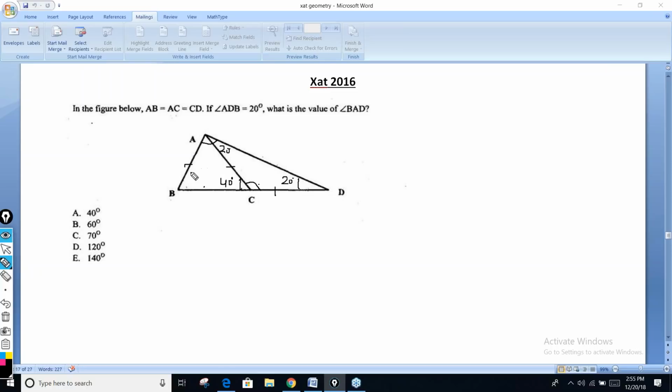Come back to this triangle. In this triangle these two sides are equal, so the angles in front of these two sides will also be equal. So this angle is 40, so this angle will also be 40. This is 40, this is 40, 80, so the remaining angle will be 100. This angle is 100 and this angle is 20, so the complete BAD makes it 120. So that was a very easy question. Within 30-40 seconds, you should be able to get the answer.